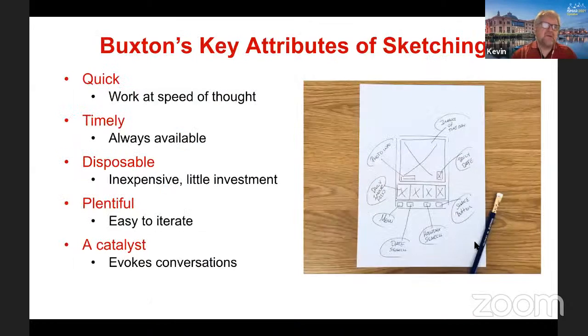As part of these books, he talked about 5 key attributes that sketches have. First of all, as I said before, you can work at the speed of thought and sketch very, very quickly. Secondly, almost everybody has a pen and paper at hand and readily available, so you can always put your ideas down on paper. It's very inexpensive and doesn't involve much investment in time or training, so it's very disposable. Paper and pencil make it very easy to iterate on design ideas and change them very quickly. And finally, sketching is really a catalyst. Once you've got something on paper, you can show it to somebody else and say, hey, what do you think of this idea? Or can you help me make this better? So it becomes a mechanism for starting communication.